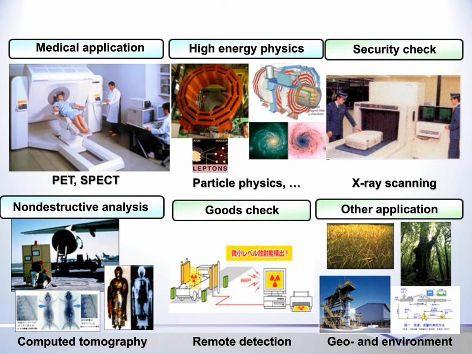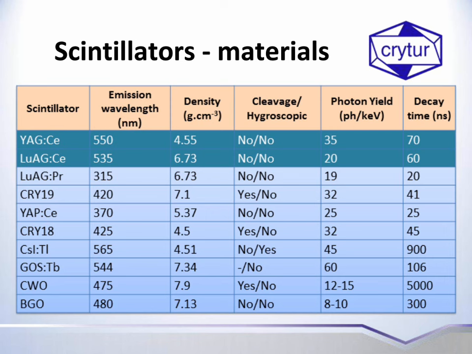So what are some materials that exhibit scintillation? Well, today we are going to speak about garnet crystals such as YAG, which is doped with cerium, and also LuAG, which is doped with cerium. And we can see that its emission wavelength is about 550 nanometers, which is great for coupling it with a CCD. Also, they are non-hygroscopic, so they are very chemically stable. Their photon yield is about 20 to 30 photons per keV, and decay time is pretty low for imaging.